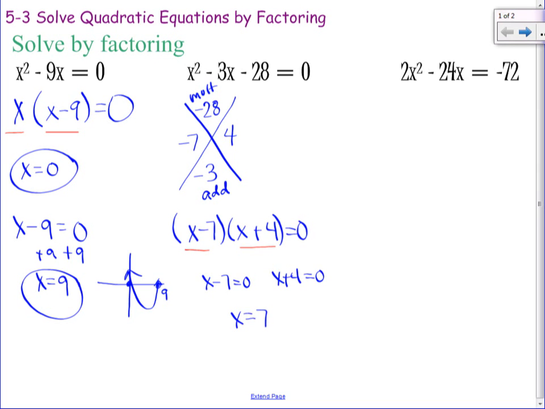This one would be 7 because we have to add 7 to both sides. This one would be negative 4. And we subtract 4 on both sides. Okay, what should we do on the next one? We want to move the 72 first. Okay, so we're going to add that to both sides.